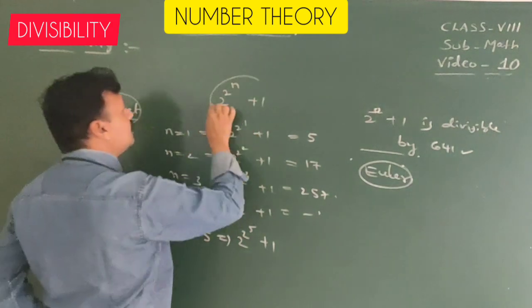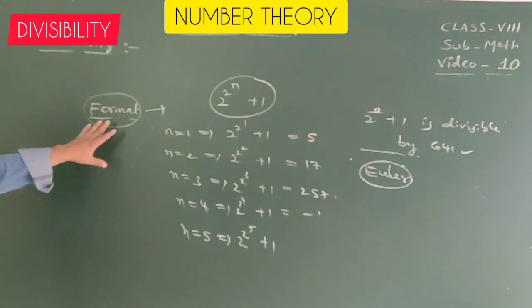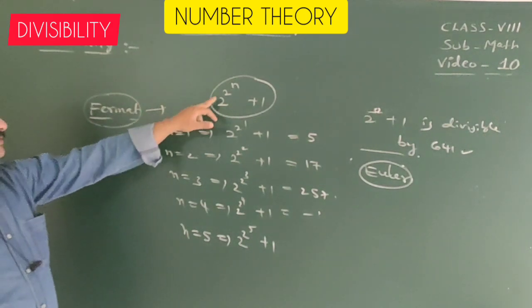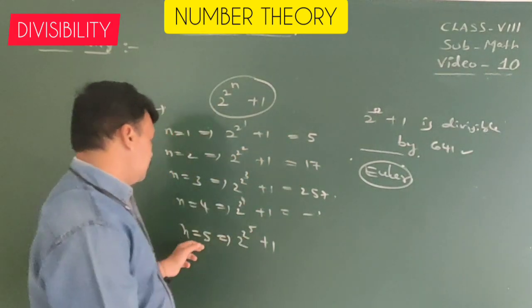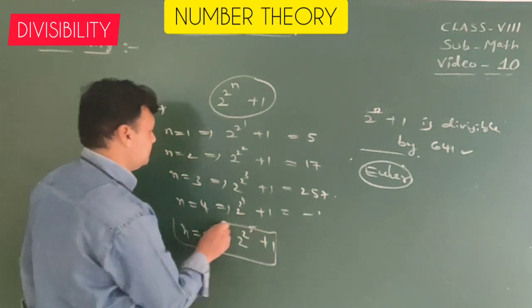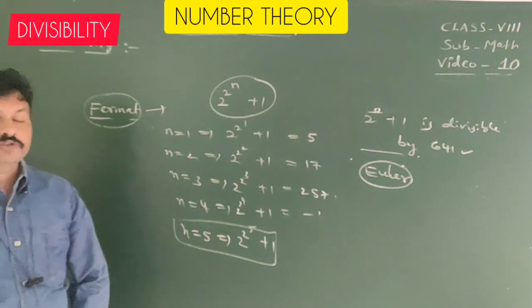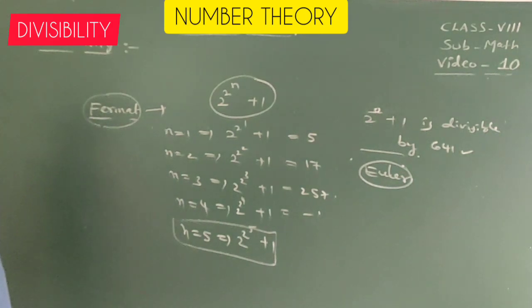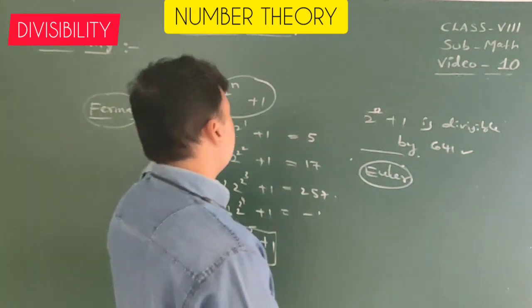Actually, the form is given by Fermat. Every prime number of the form 2 power n plus 1, he said. But this was disproved by Euler with the help of 5. Here 2 power 32 plus 1 is divisible by 641. This is called a pseudo prime. So this was disproved by Euler.